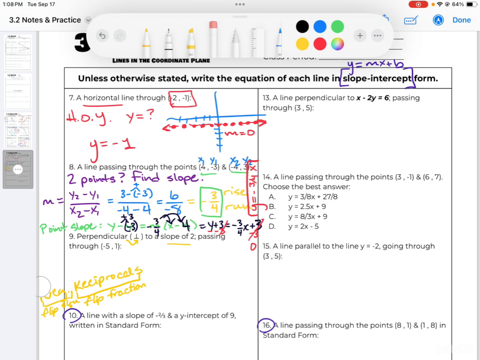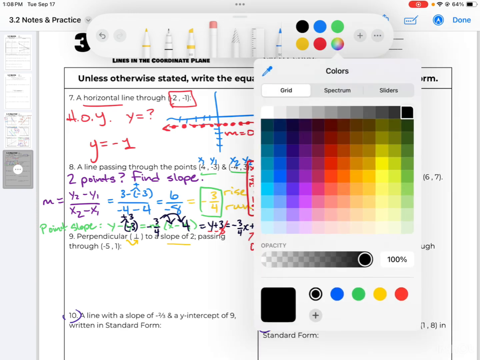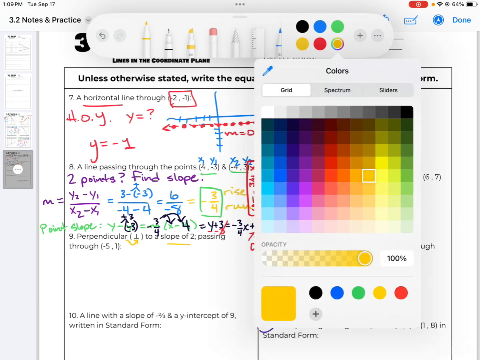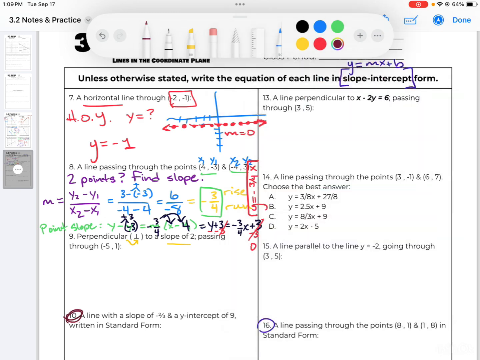So I'm going to erase this because it took my entire work area. So I'm going to take 2, which, because it's a whole number, is 2 over 1, and I'm going to flip it. And initially it's positive, so I'm going to make it negative. So negative 1/2 is the slope of this perpendicular line. So I have the slope and I have a point.